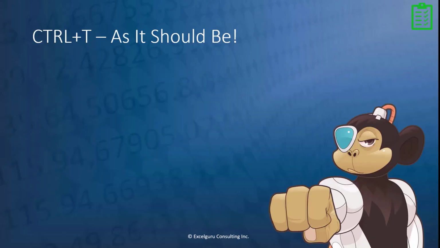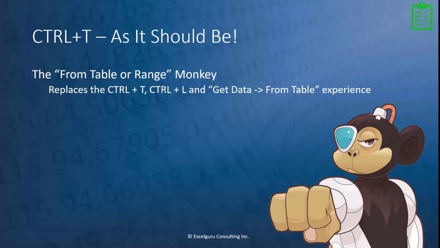The first feature I'd like to introduce you to is what we call our From Table or Range monkey. Now, this little animal will take action on your workbook. So what does it do? Well, it actually replaces the default Control-T, Control-L, and Get Data from Table experience in Excel. And this is the only feature we have that actually overrides Excel's defaults. So why would we do that?